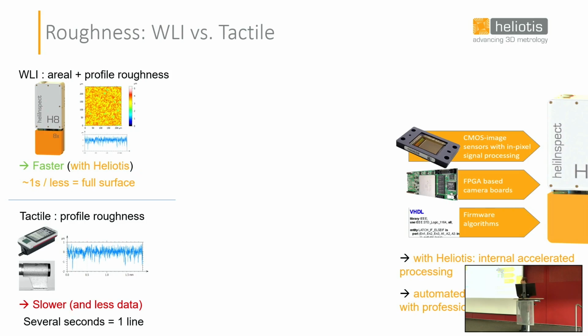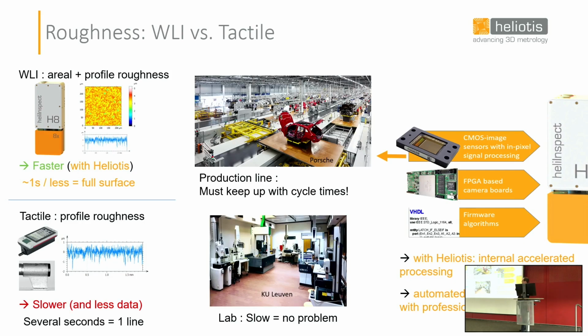And the reason for that is that we want to be out there. So in a lab environment, it's perfectly fine to be slow. Nothing will happen. There are no consequences for it. In a production line, you must keep up with cycle times, and those are typically very strict. So that's where the fast nature of white light interferometry comes in.